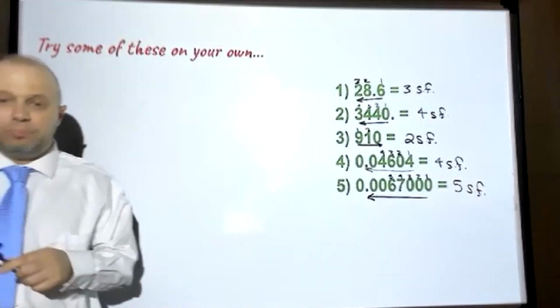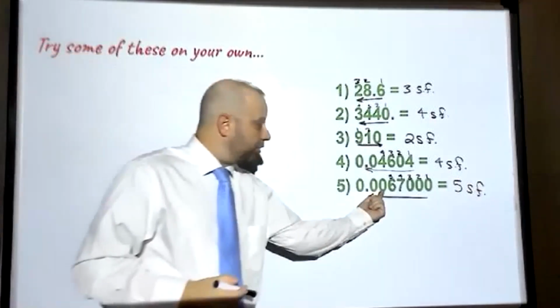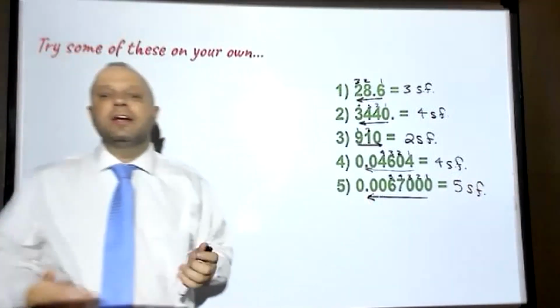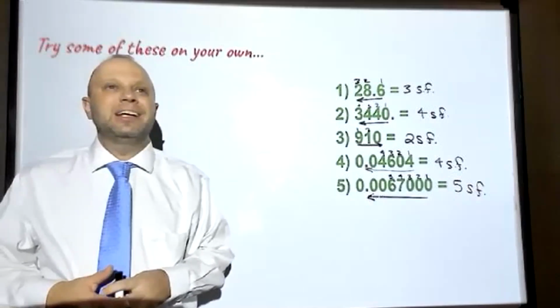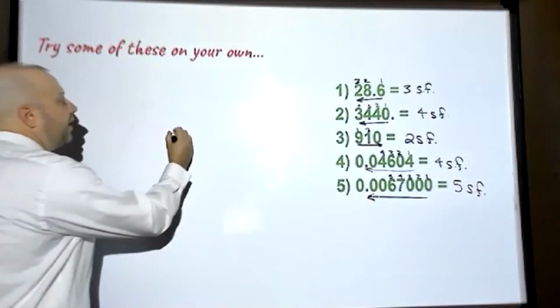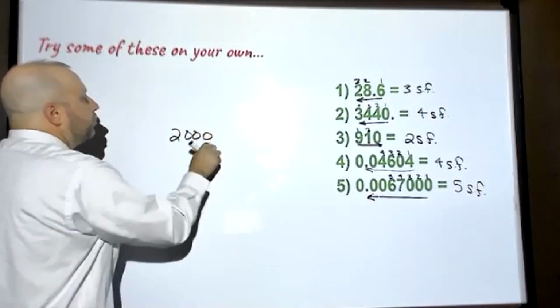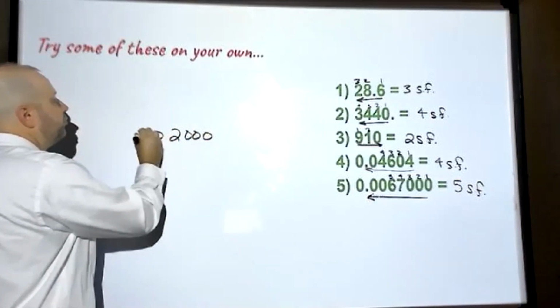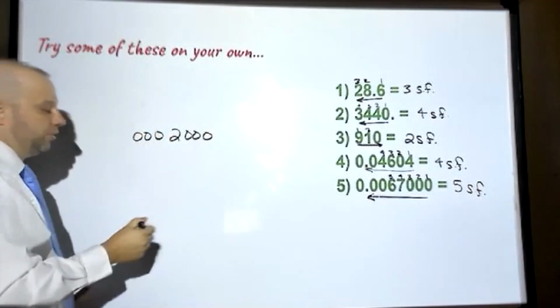So 5 of those numbers are important. These guys are considered placeholders, so they don't count as part of the measurement. They're like the zeros that would sit out in front of the number 2000. So this part is important, but if I wrote zeros over here, they would not be important.